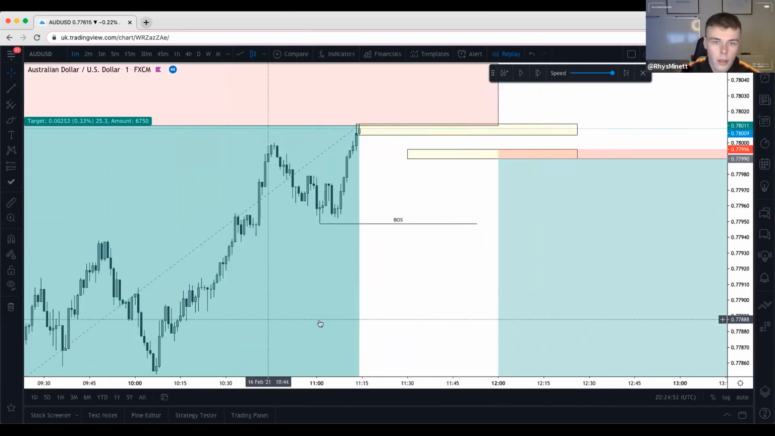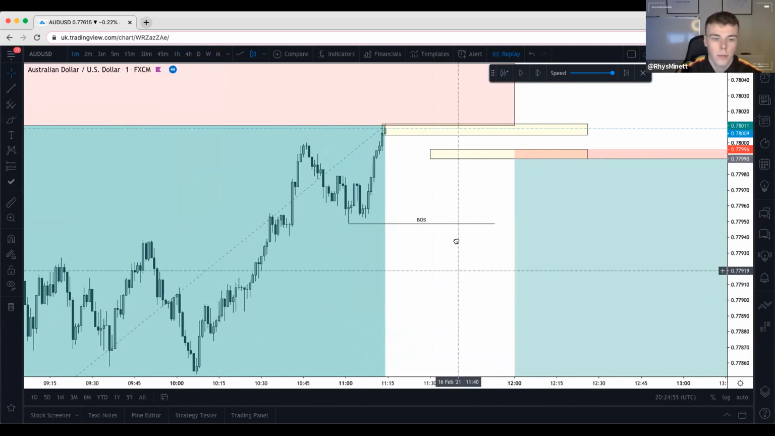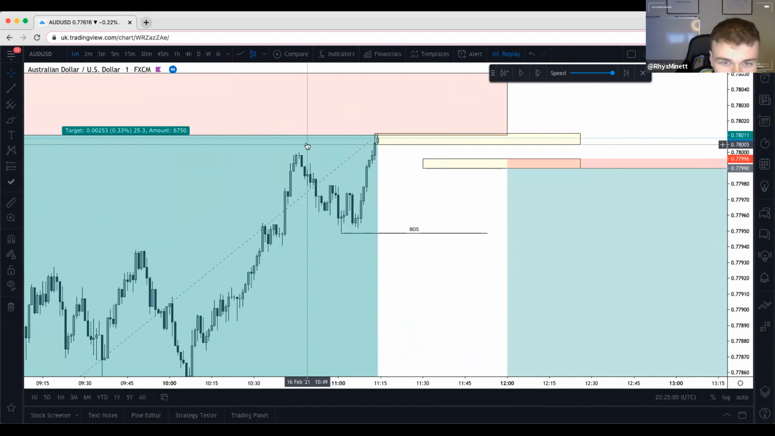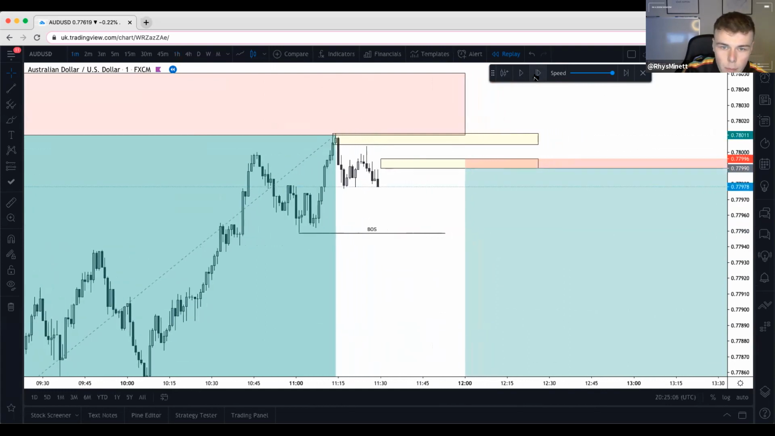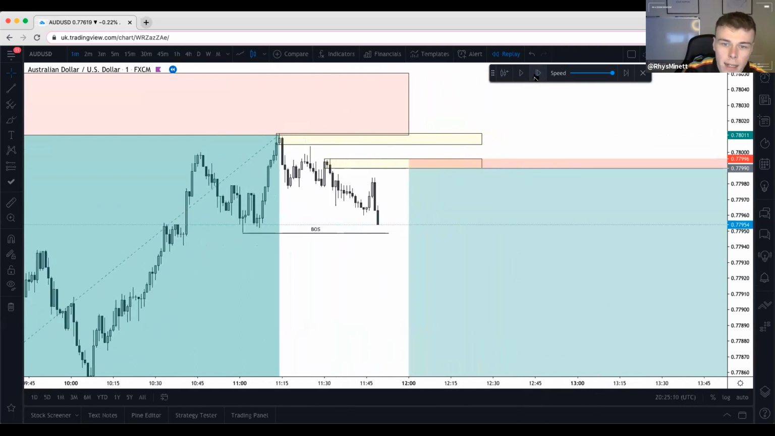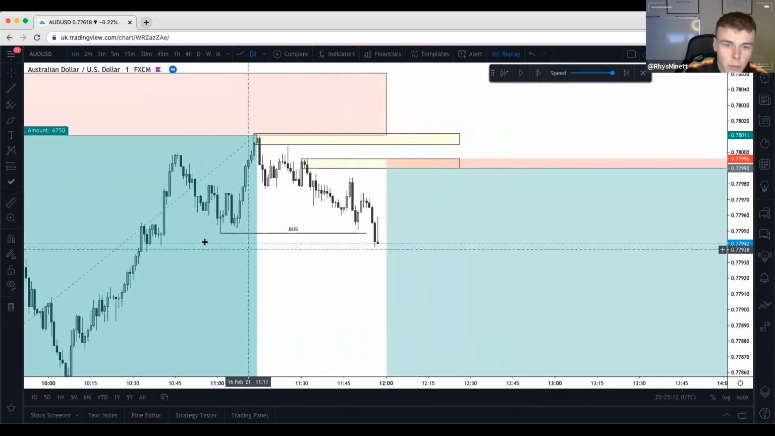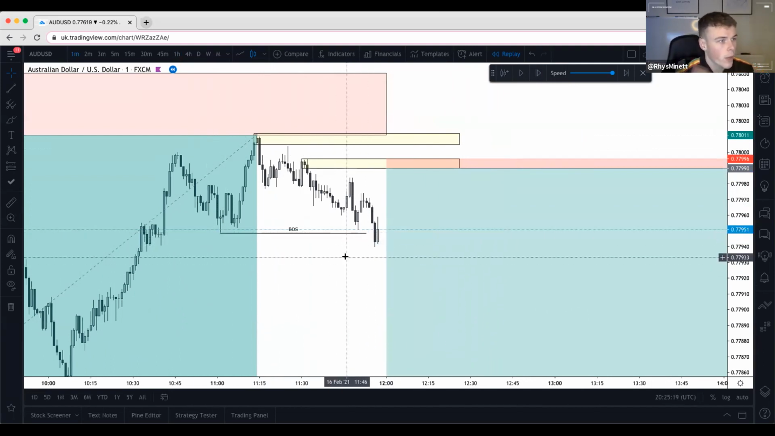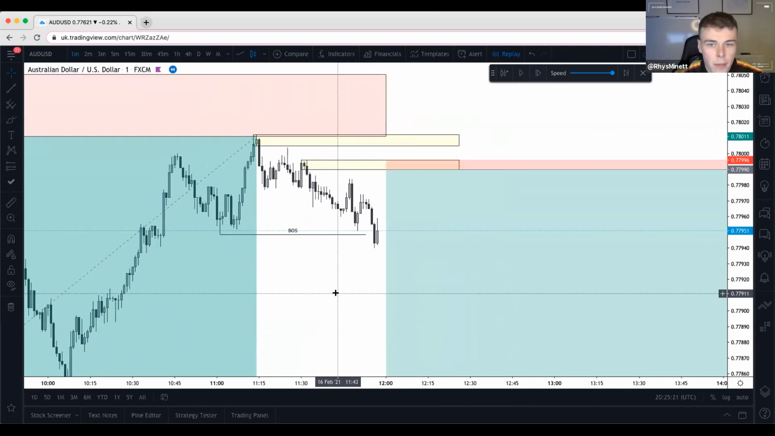So look at structure. Look what structure is doing. You can class that as higher high, higher low, higher high, higher low, higher high. Structure still valid, still valid, still valid. Bang, we broke structure. We broke below this higher low. We've broken structure. Now what do we do? We identify our points of interest on the lower time frames.